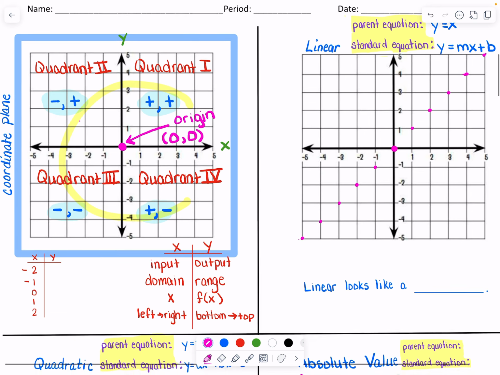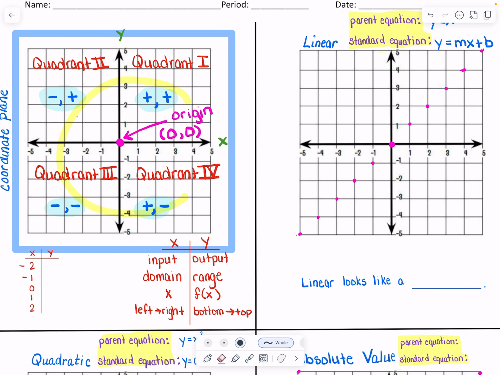Another thing that I want to talk about is some of the vocabulary that you'll use. We are looking at the x values and the y values. X can be referred to as input. Y can be referred to as output. Can also be referred to as domain and range. X and f of x. Again, anytime we read a graph, we're reading it from left to right if we're talking about x, and from the bottom to the top if we're talking about y.